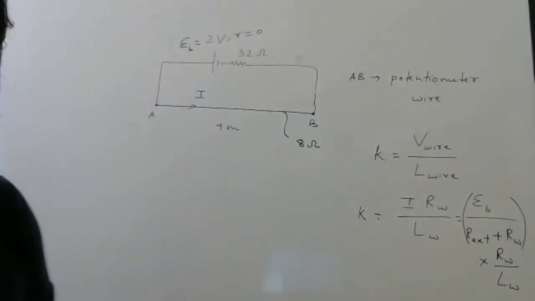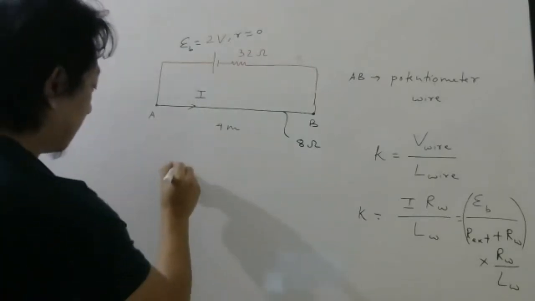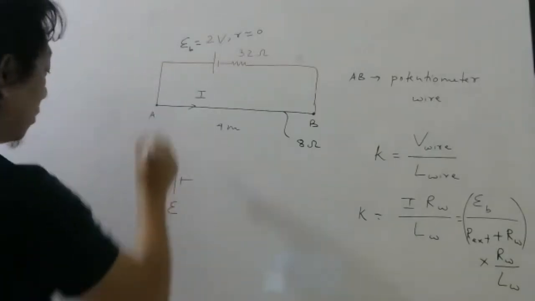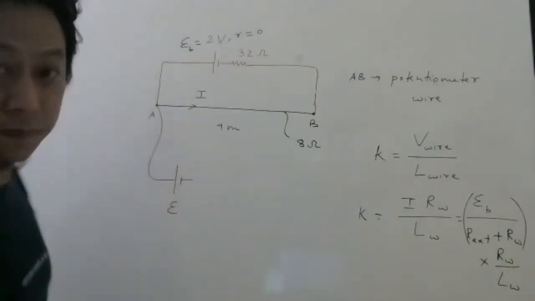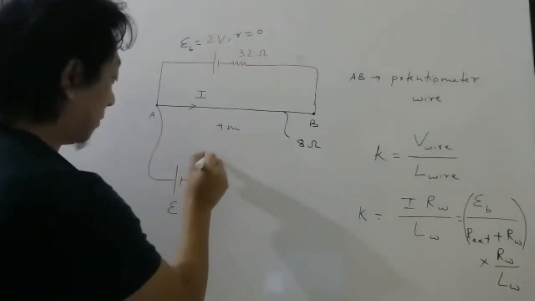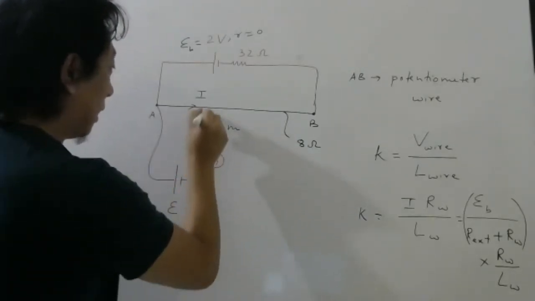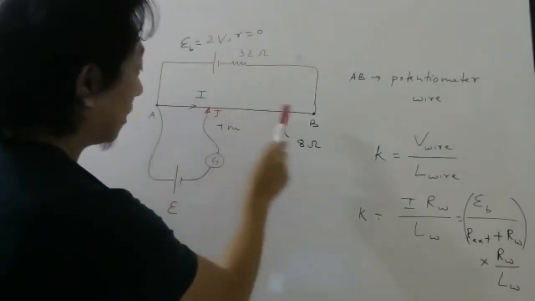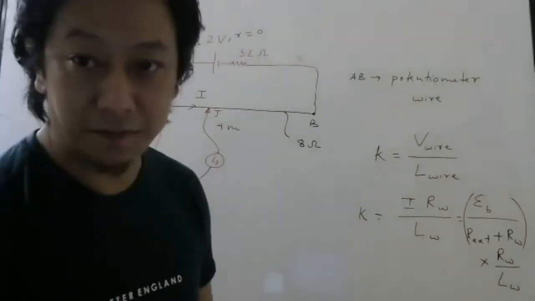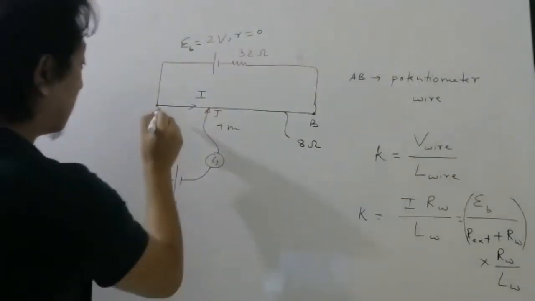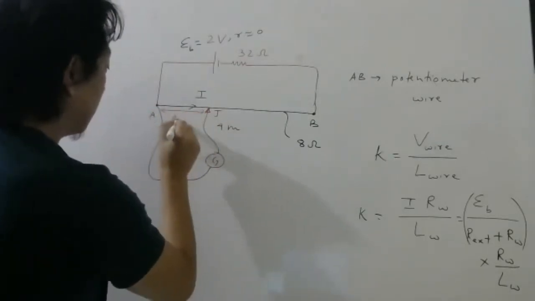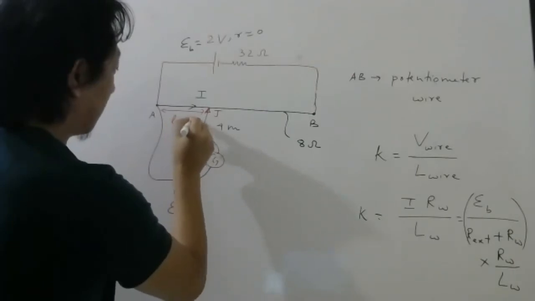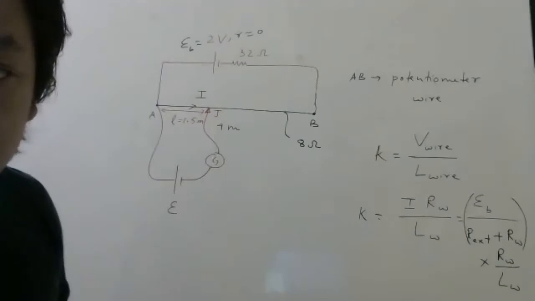Then suppose I want to measure the EMF of this cell. Then what we do? We connect the positive terminal here, and the negative terminal we connect to a galvanometer, and then we put a jockey here. Then we slide the jockey and try to find the balance length. So they may say the balance length is, let's say, 1.5 meter.